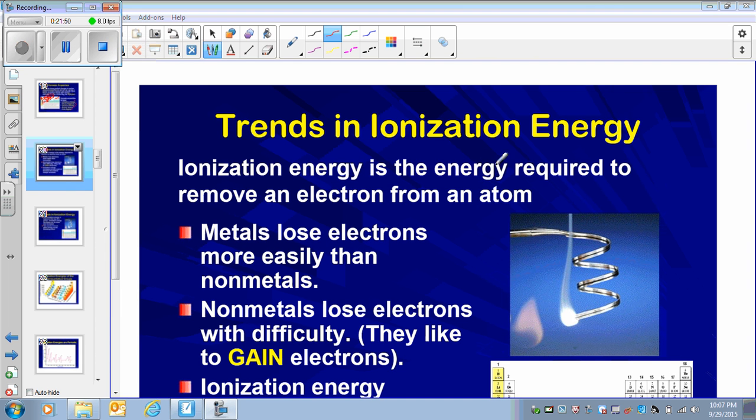Alright, so let's talk about ionization energy. Ionization energy is the energy required to remove an electron from an atom. So which electrons are we going to remove? Of course, from the metals. Metals lose electrons more easily than non-metals, and non-metals lose electrons with much more difficulty. So for the one that can easily lose an electron, I will spend less energy, whereas for the one that is hard to take the electron out of, I would have to spend more energy. So it's pretty common sense.